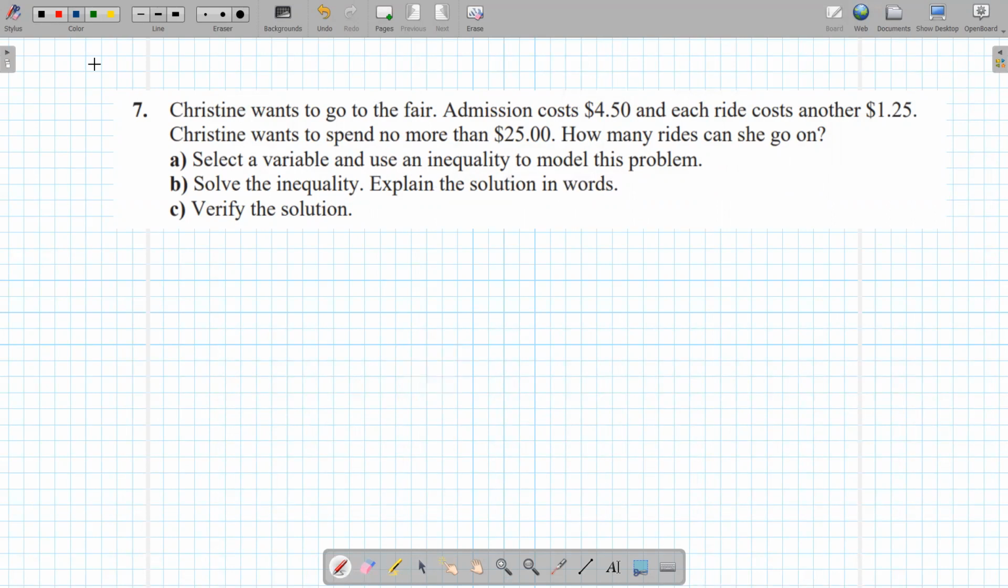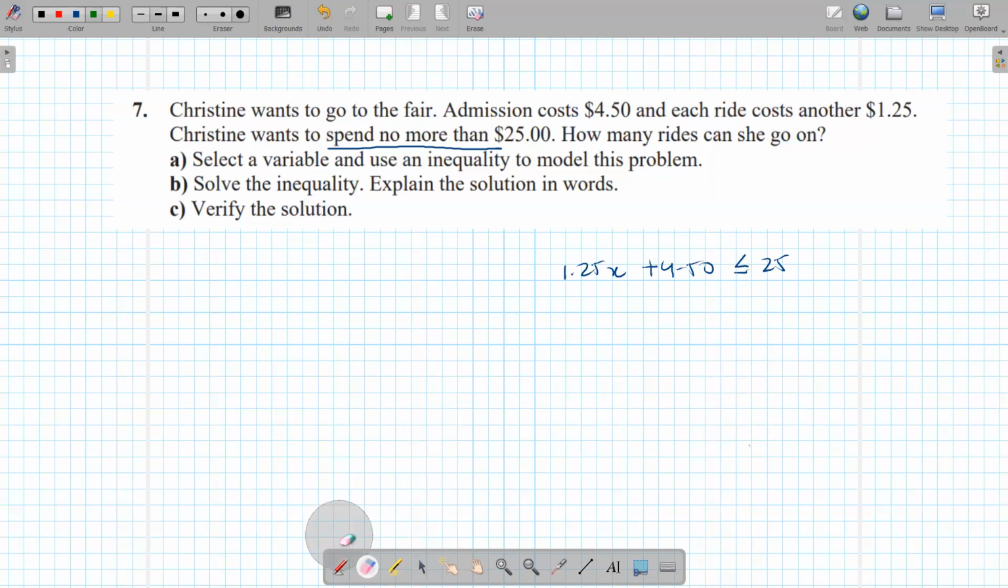25 equals 1.25x plus 4.5. All right, it's just 25 here. So now look at the wording. It says spend no more than 25, right? So what that means is that it's not an equation, it's an inequality. Okay? So less than or equal to. Could be 25, but could also be 24. If you're saying equals to, that means Christina is going to spend the whole of $25 for sure, right? But that's not the case, no more.